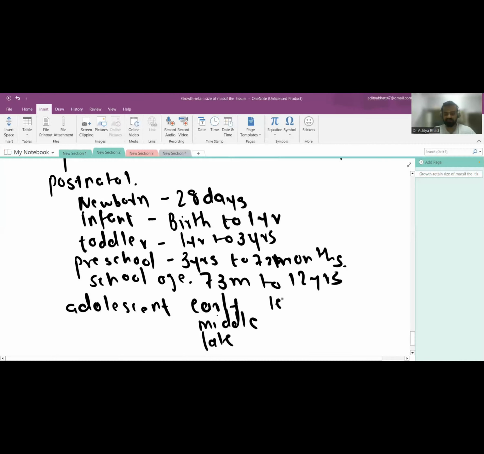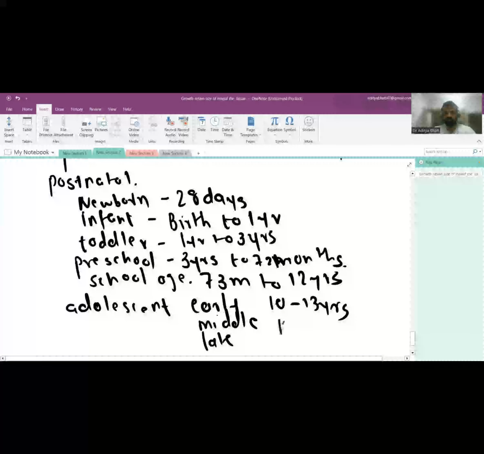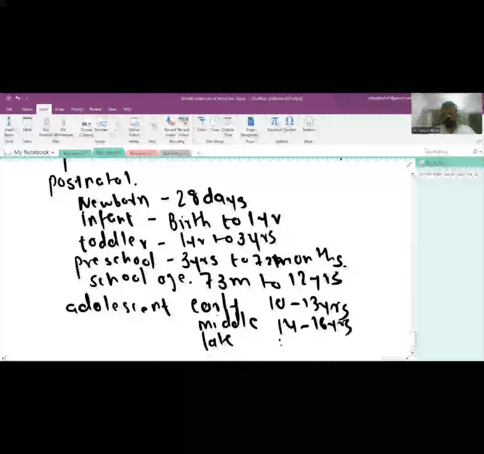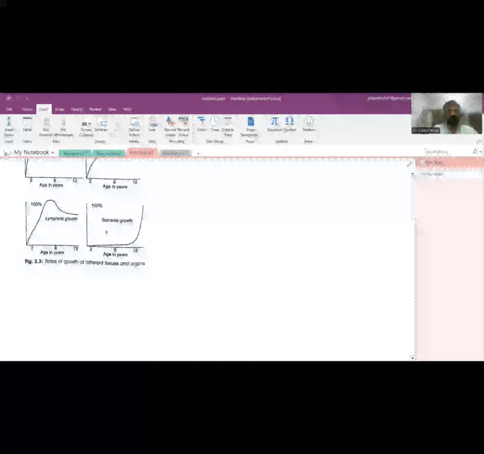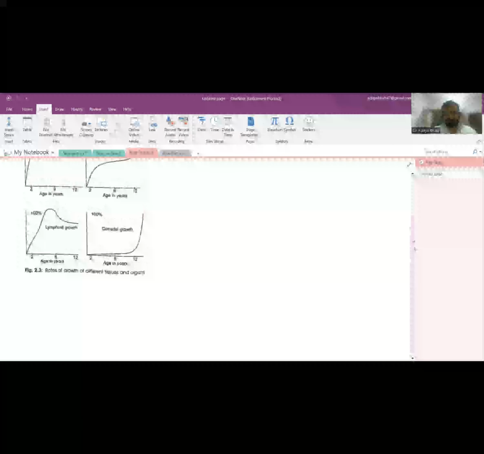Early adolescent is 10 to 13 years of age. Middle adolescence is 14 to 16 years of age, and late adolescence is 17 to 20 years of age. So these definitions are very, very important, and you have to remember this for all examination purposes, because it is asked again and again. Now, look at this image. This image is very important. These are the rates of growth. This is the chart of rate of growth of different tissues and organs in pediatric population.